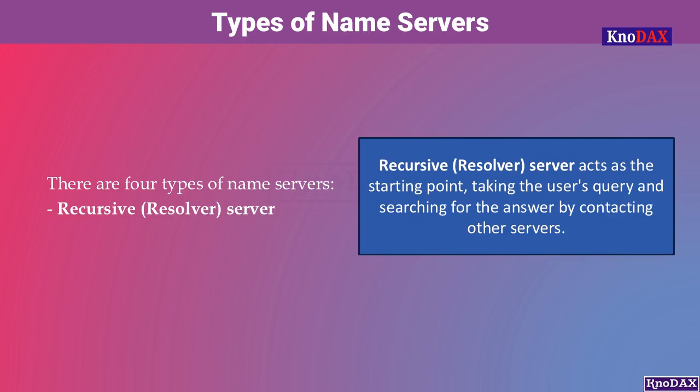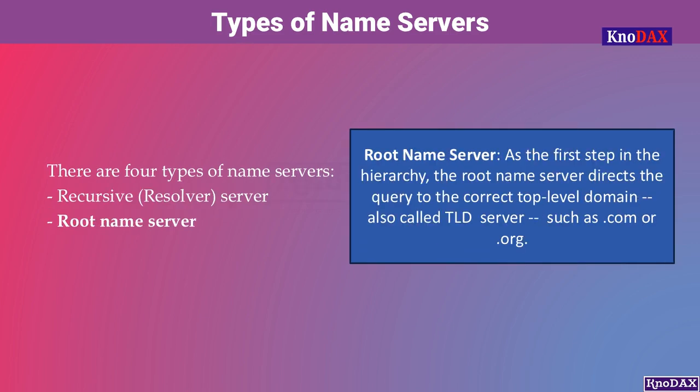Recursive Server. This server acts as the starting point, taking the user's query and searching for the answer by contacting other servers. Root Name Server. As the first step in the hierarchy, the root name server directs the query to the correct top-level domain, also called TLD server, such as .com or .org.